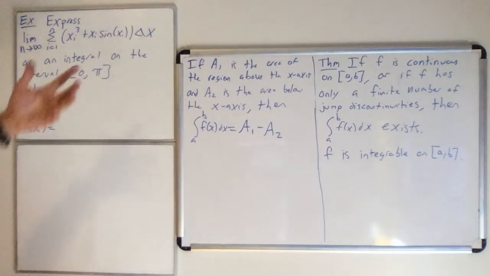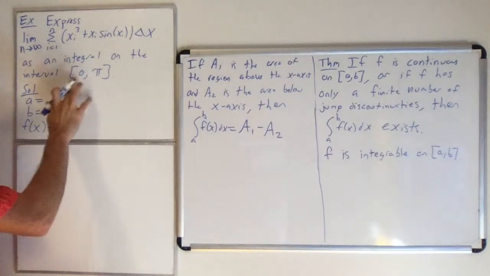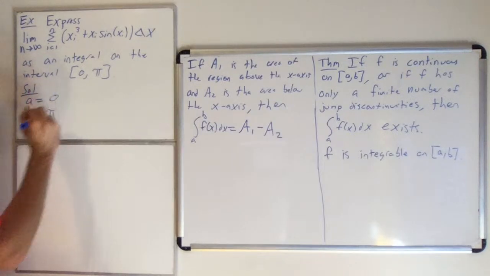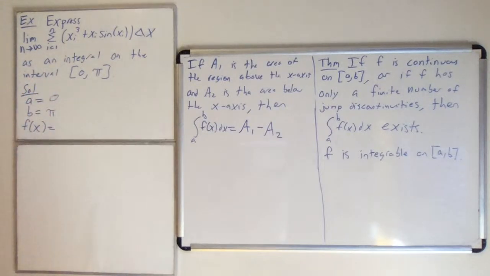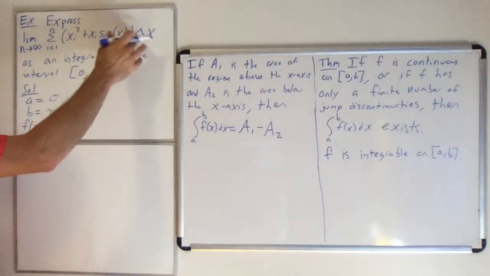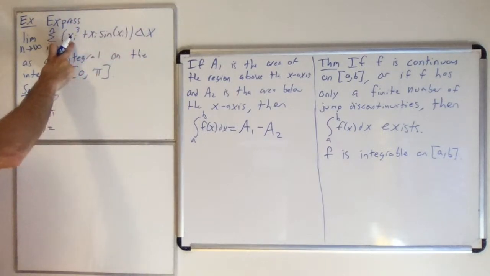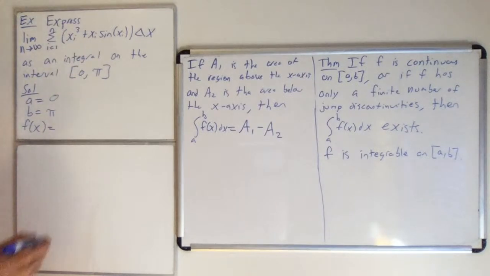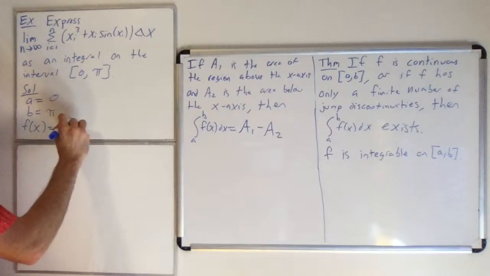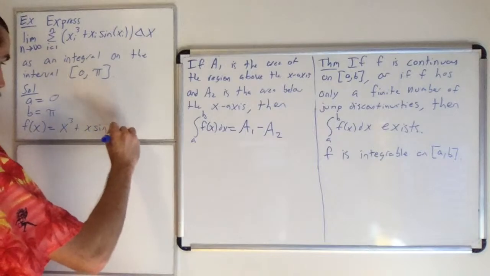A and b are the boundaries of our interval, right? So they were given to us. Sometimes they're not given to us, and we'll have to find them. But a and b are the boundaries of our interval, so we can just read them off immediately: 0 and pi. And then to get the function, it's everything that's multiplied by delta x. And instead of having x sub i, which represents our sample points, we'll just treat them as the variable x. So it's x to the third plus x sine of x.